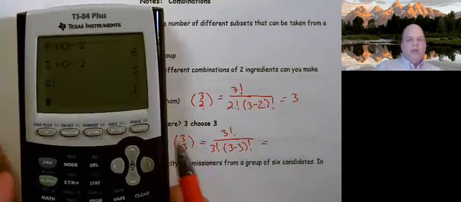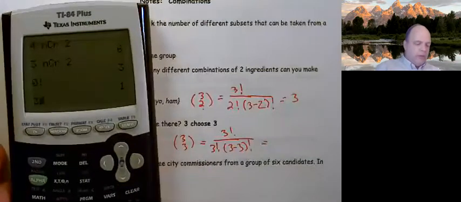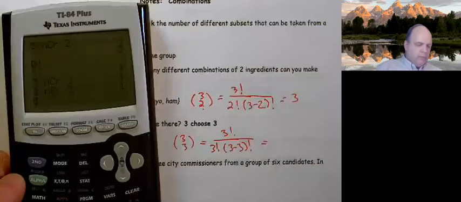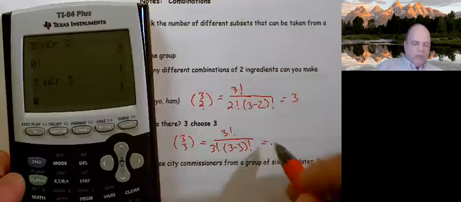In this case, we're going to do 3 choose 3. So I press the top number, 3, math, probability, and then a 3. And then I end up getting 1 for this as well.